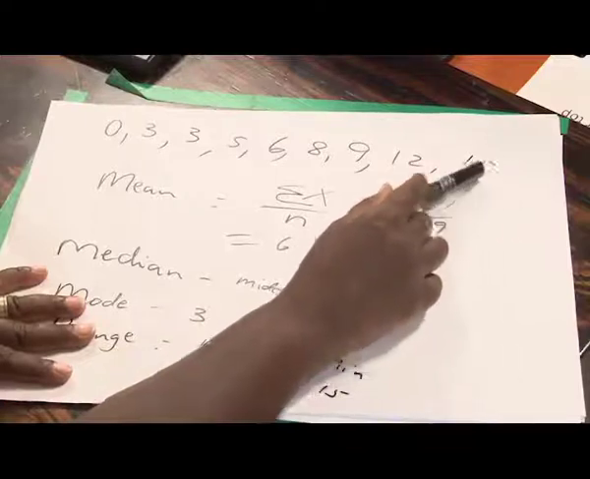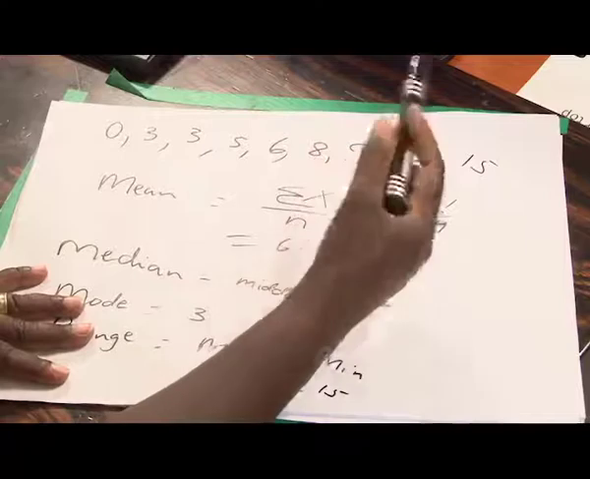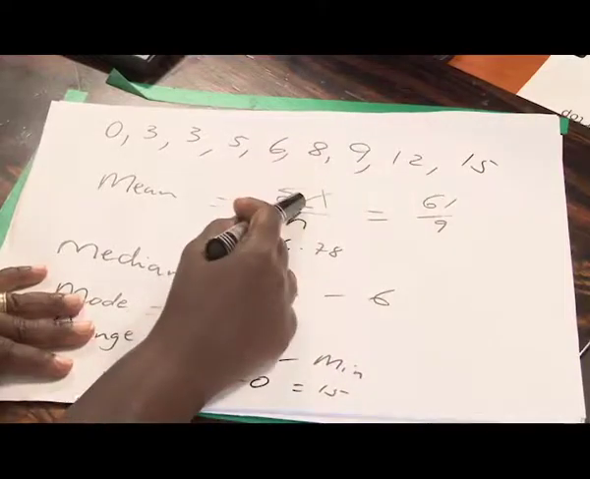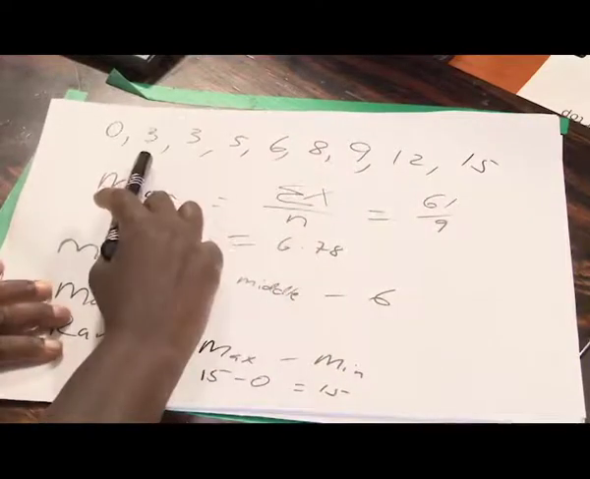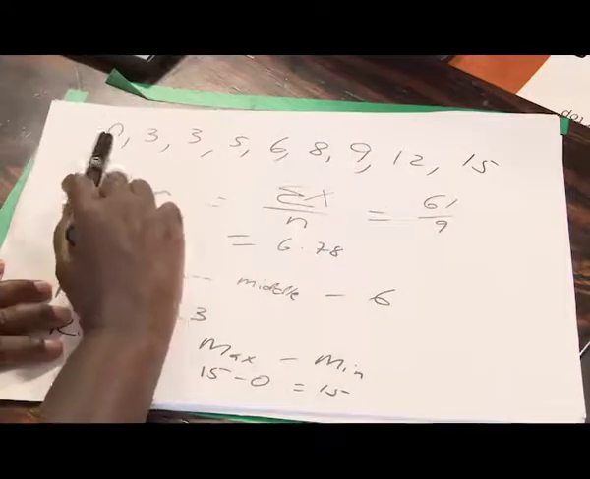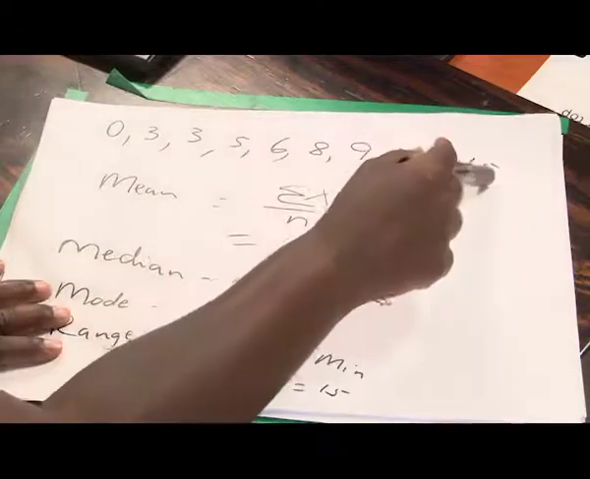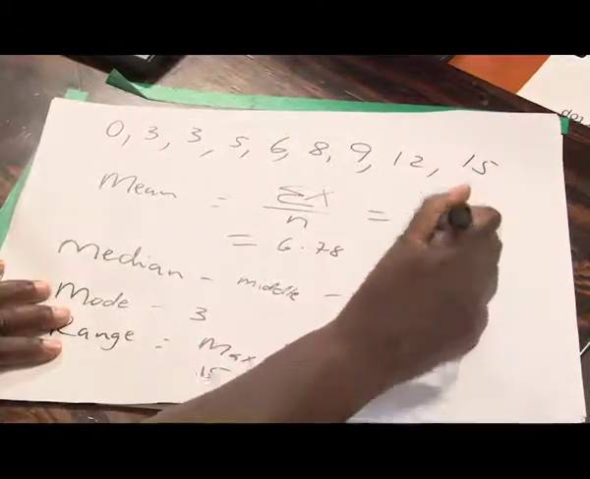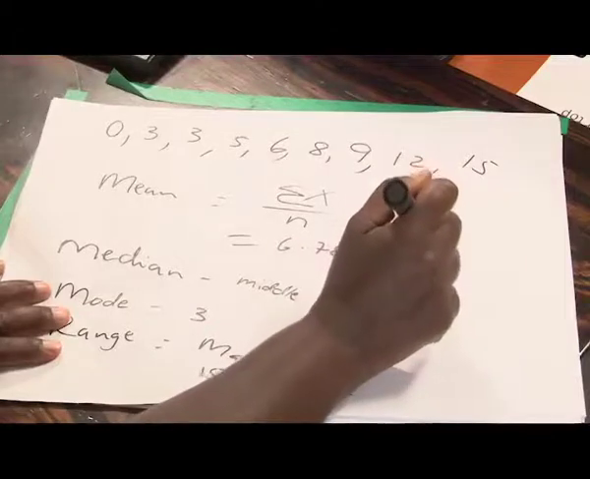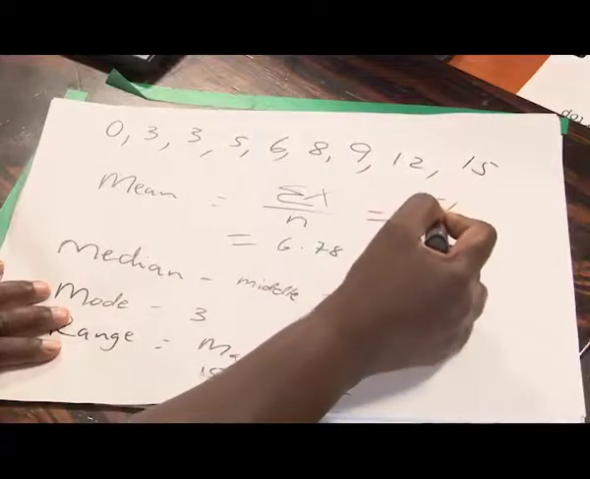Now you are asked with this data set to work out the mean. So the mean is the total of your values divided by the number of values. So now here, if we count, we have 1, 2, 3, 4, 5, 6, 7, 8, 9. So we have 9 values in our data set, and if we add all of them together, they give us 61.